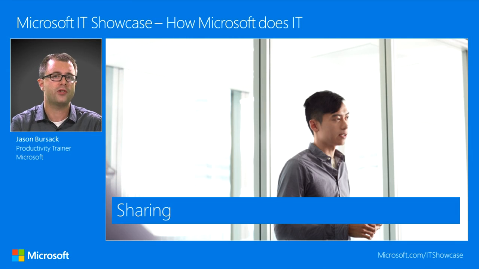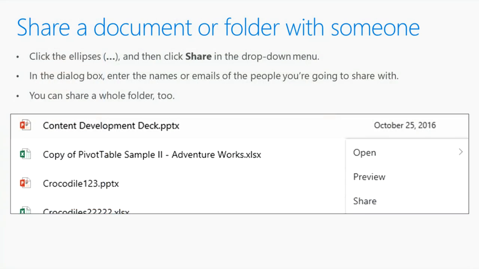All right, let's talk about sharing next. It's very easy to share documents or folders with people using OneDrive for Business. You'll access the sharing menu, click share in the ellipses or in the sharing menu, and there'll be a dialog box that opens. And what you'll do is you'll choose who you want to share with. You can use email addresses, you can use names if you have access to a global address list like that, and you can share either on a document basis or you can share an entire folder.